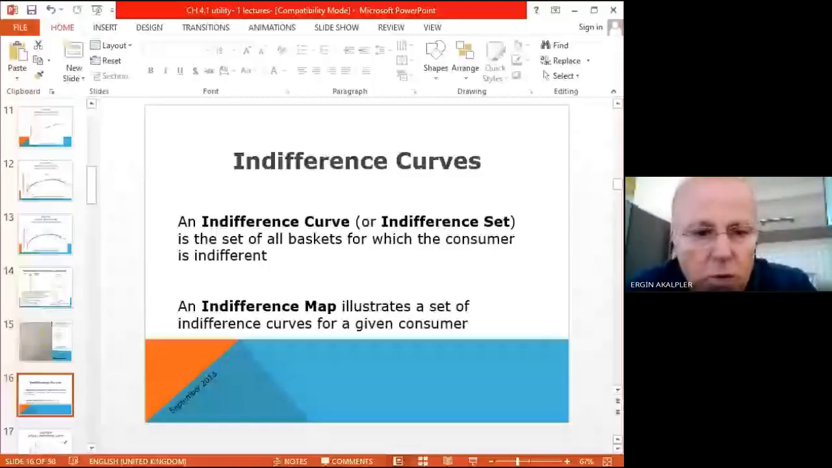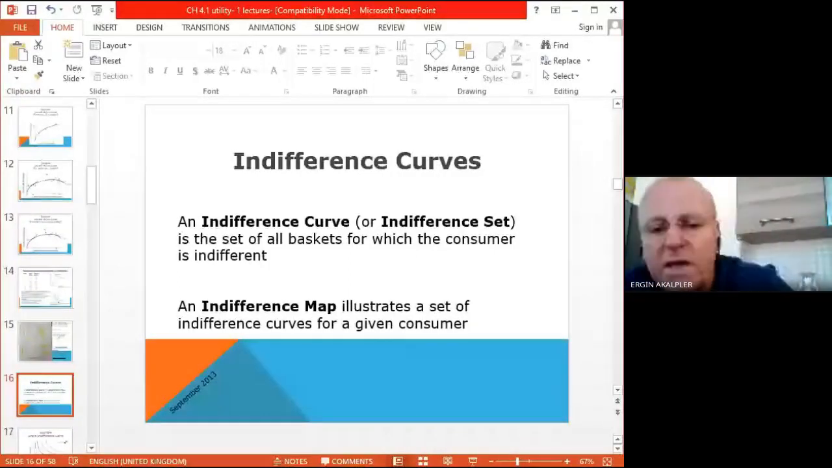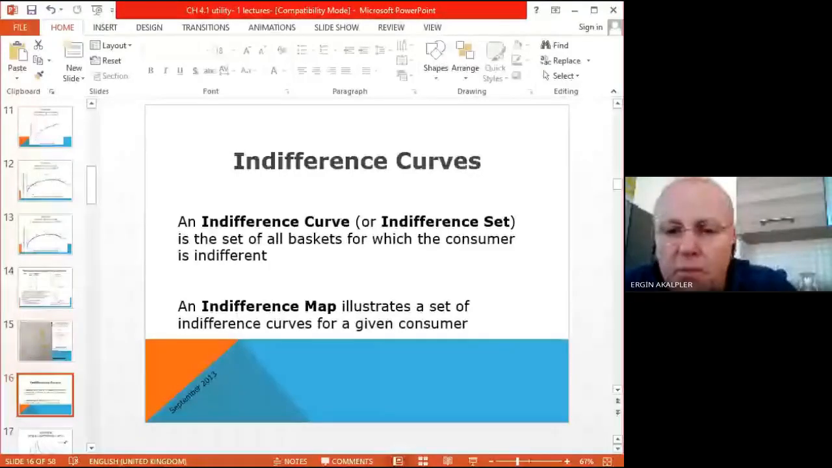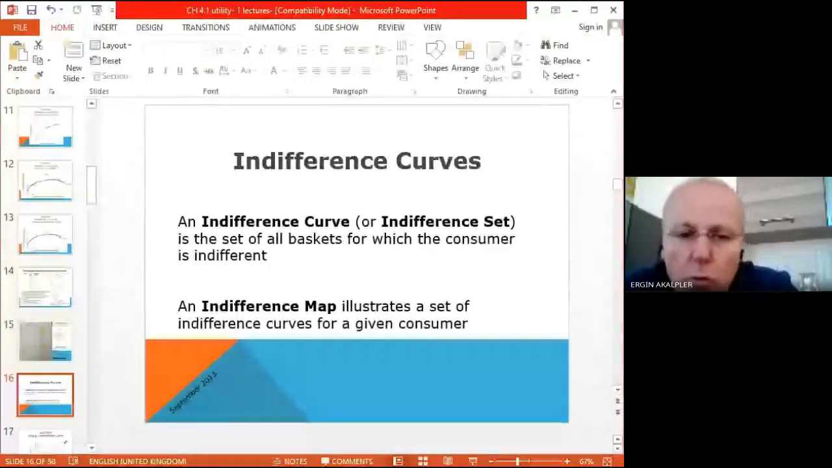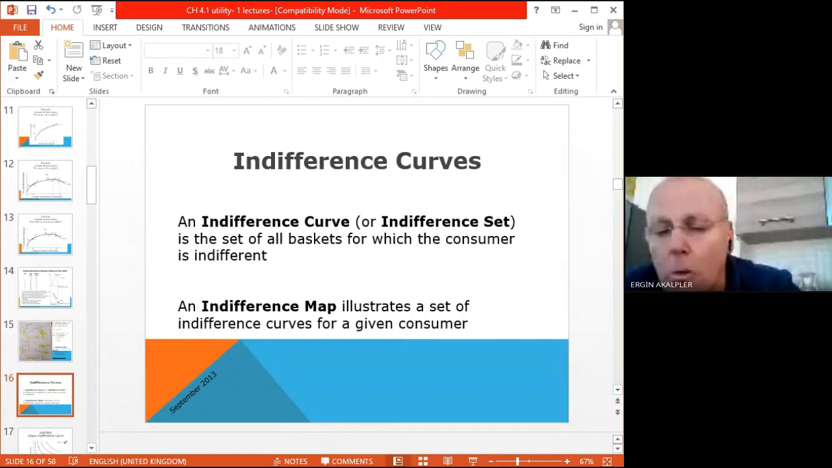Indifference curve, as I mentioned to you, is a basket of which the consumer prefers either X or Y. You are going to combine, and any X or Y combination that is on this curve is giving you similar satisfaction. We call this indifference. We are indifferent on this curve's combinations. Any combination on this curve satisfies us. Therefore, an indifference map illustrates a set of indifference curves of a given consumer's bundle or consumer preferences.